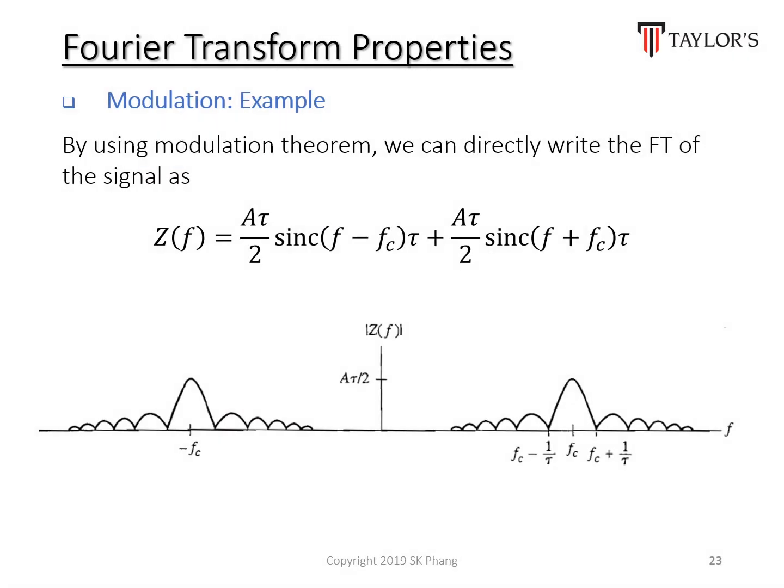Therefore, after you substitute everything into that Z of f, you will have this. This is the Z prime of f minus fc, and this one is Z prime of f plus fc. And you'll be able to easily get the amplitudes of your frequency domain, without really solving complicated integrations.